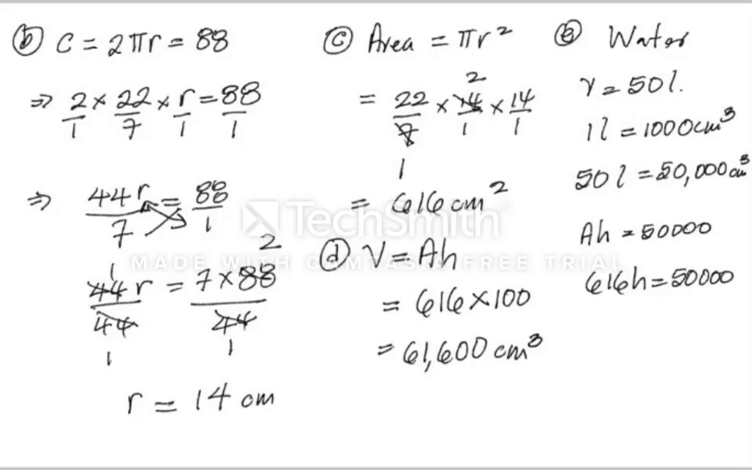The opposite of multiplication is division, or we could say divide both sides by 616. H would be equal to 50,000 divided by 616. The height of the liquid in the container is 81.2 centimeters. The height of water in the container is 81.2 centimeters.